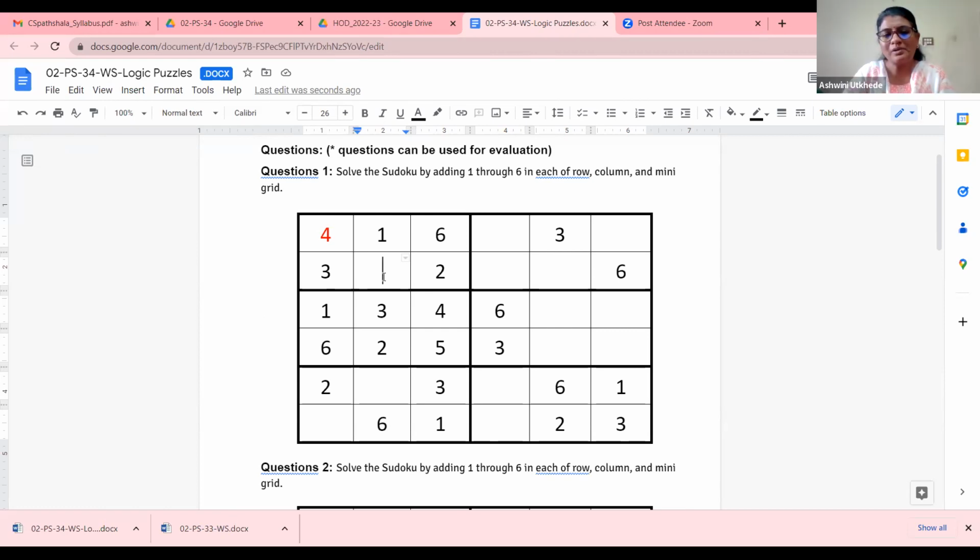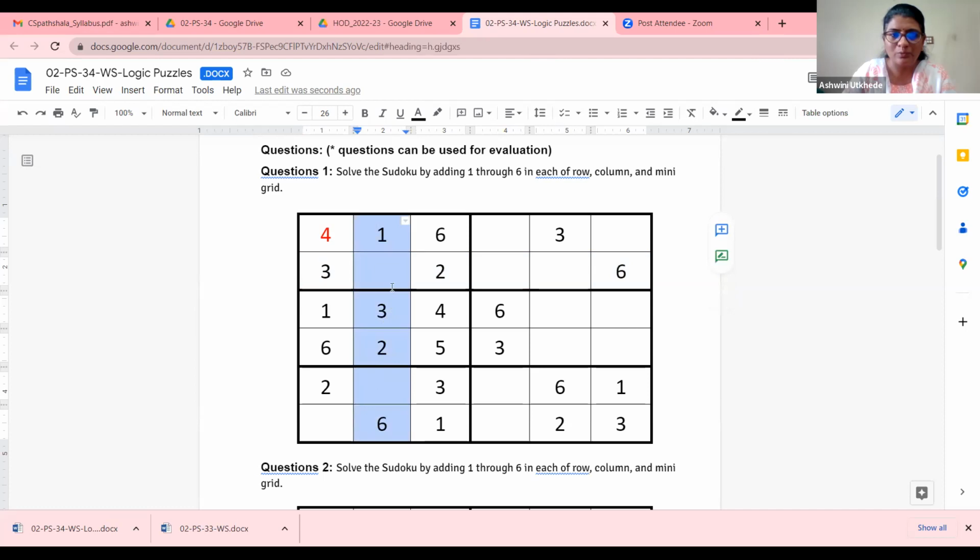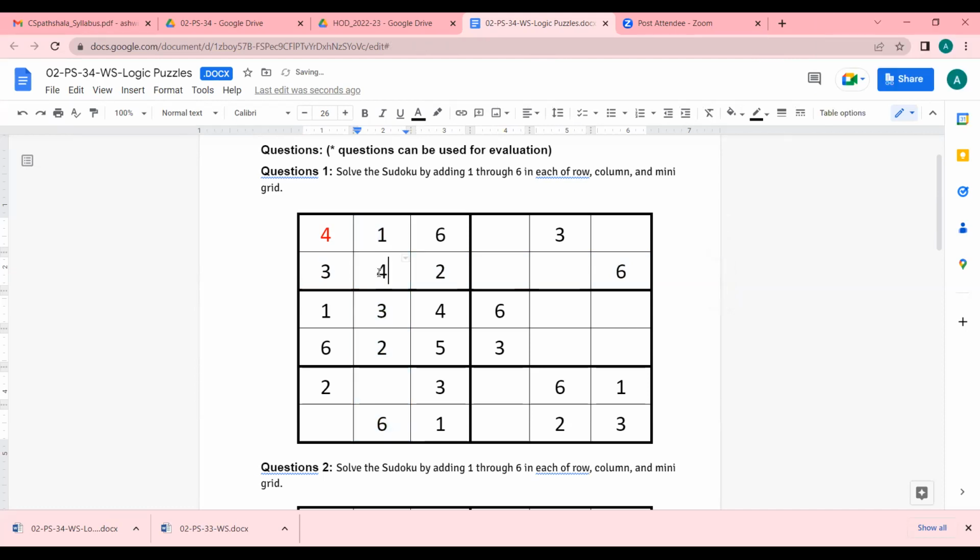See, what is the rule? We have to place the number in a cell wherein it is not repeated in the same row and the same column. Can you see 4 here in the same row? No. Is it there in the same column? No. So can I place 4 over here? Yes. Okay, let's do it.